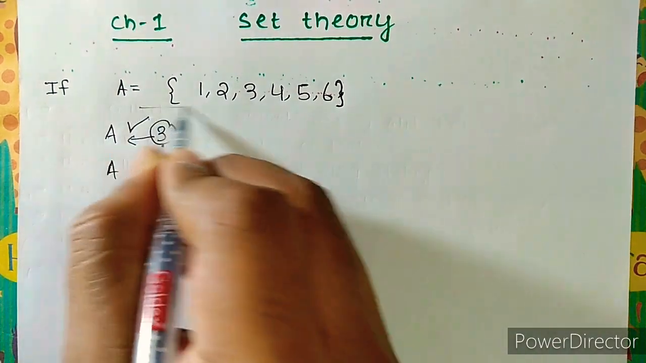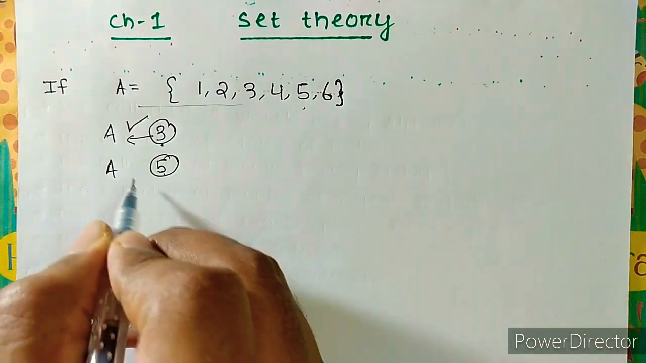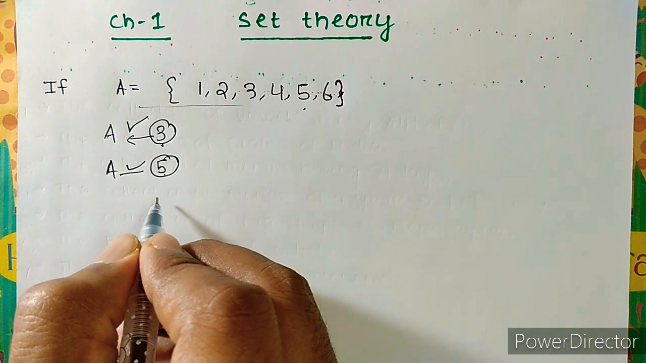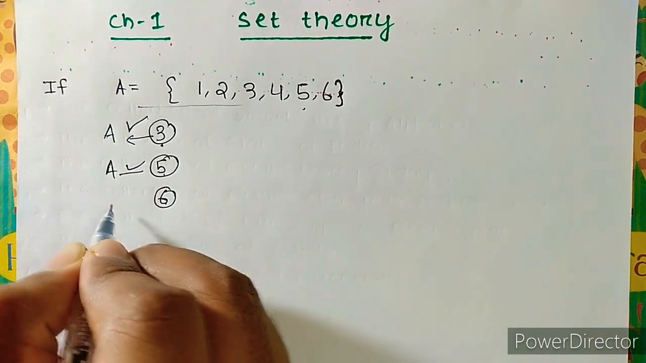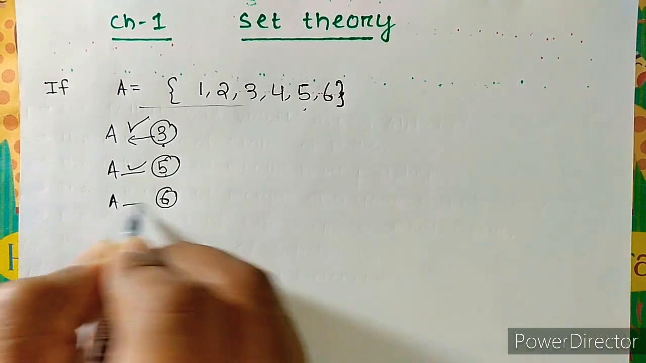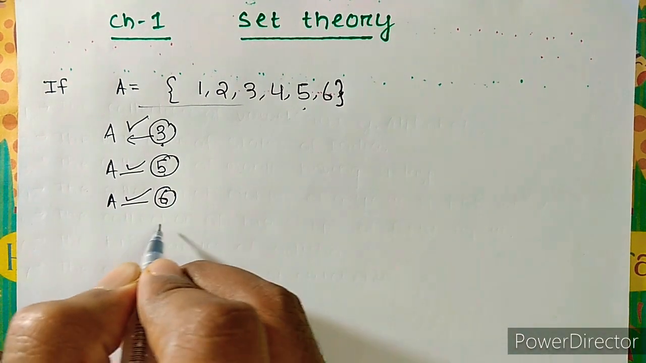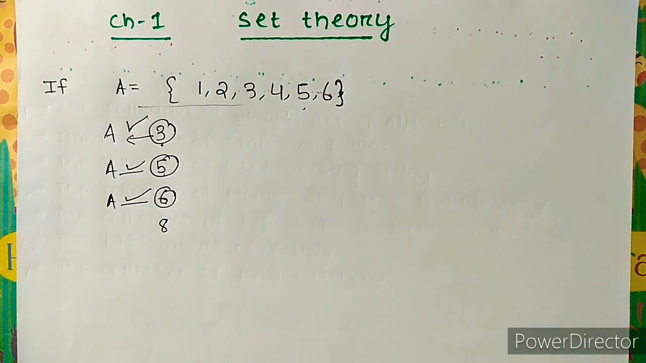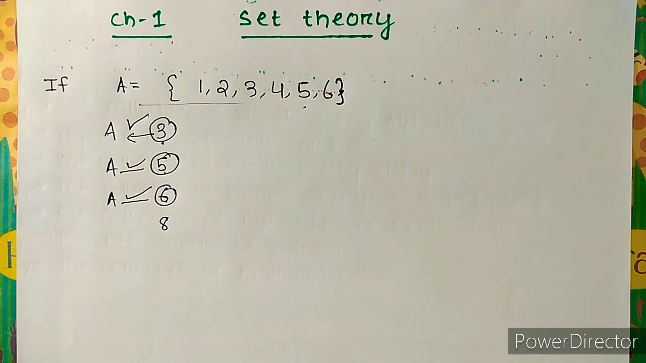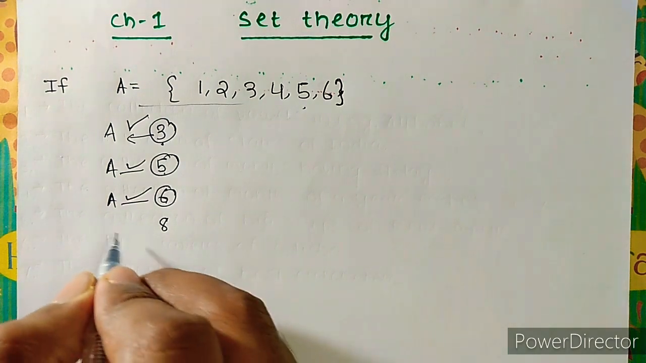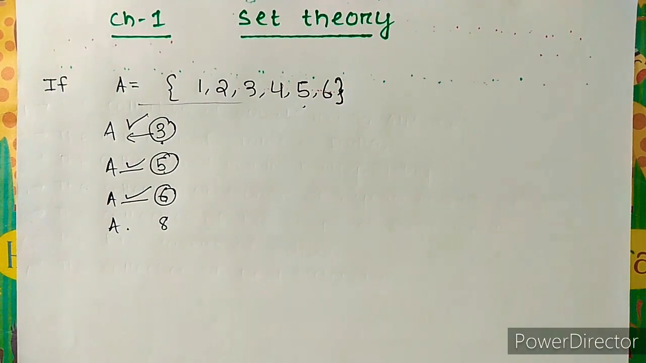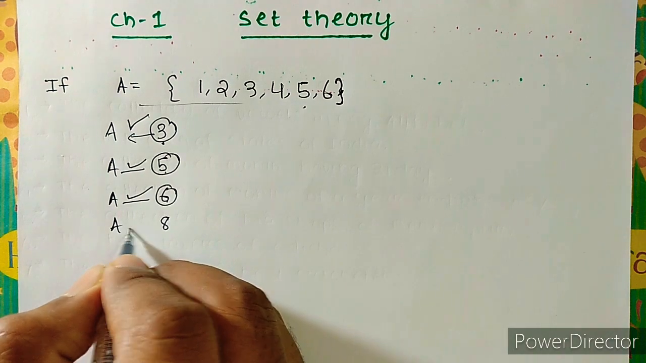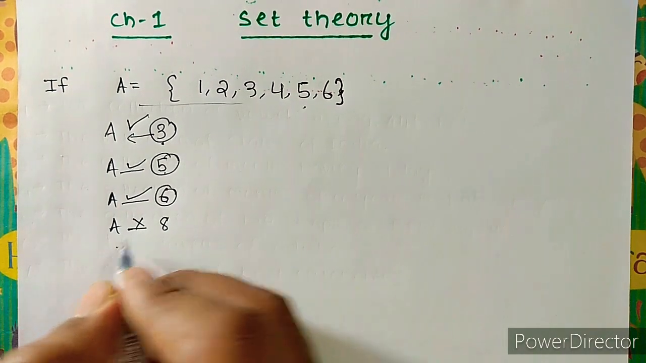Yes, it is in the set A, it is present. 5, so yes, it is present. If I write 6, the element 6, does it present in the set A? Yes, it is present. But if I write the number 8, does it present in the set A? No, it doesn't present in the set A.